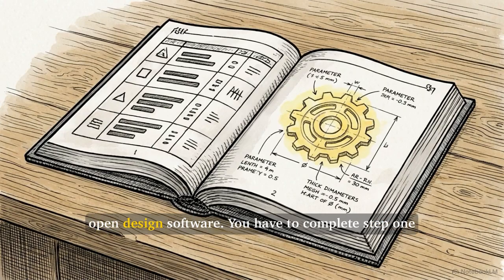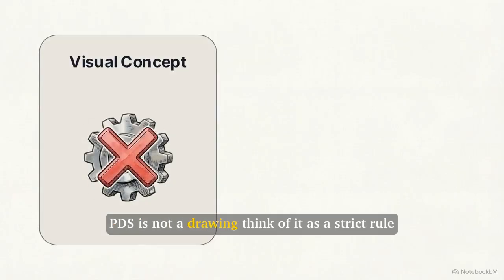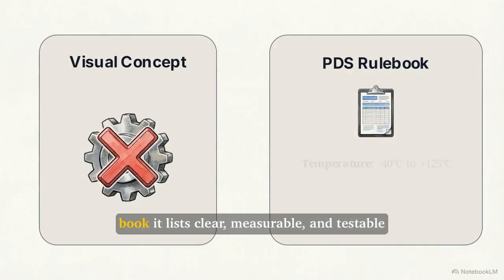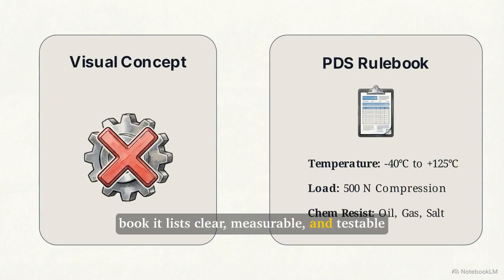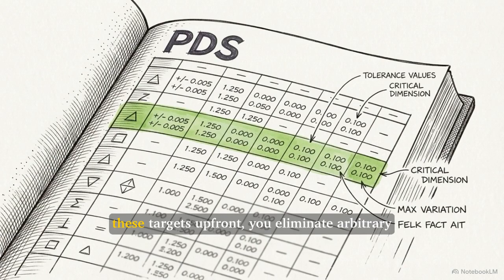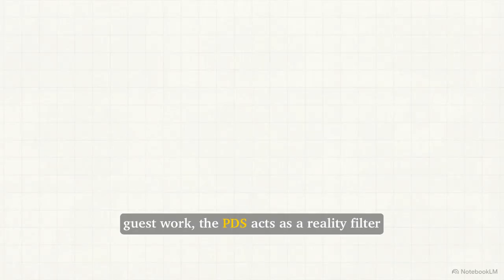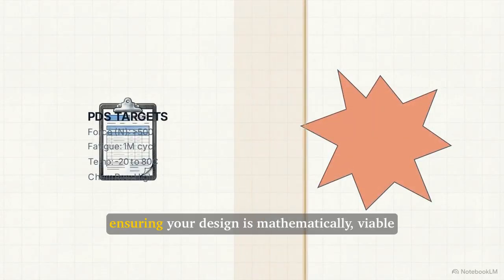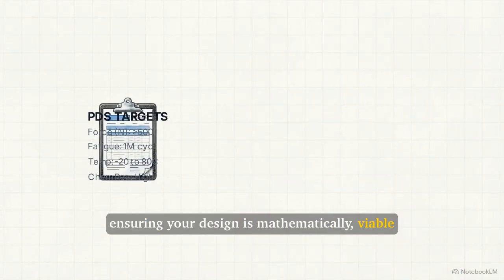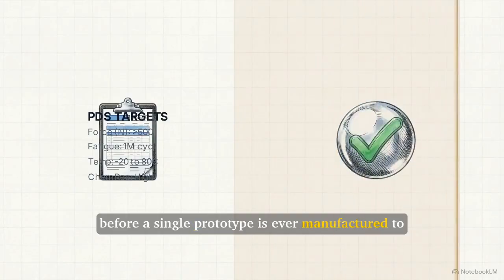Before you ever open design software, you have to complete step 1, writing the Product Design Specification, or PDS. A PDS is not a drawing. Think of it as a strict rulebook. It lists clear, measurable, and testable targets that define exactly what your component must do, rather than what it looks like. By setting these targets up front, you eliminate arbitrary guesswork. The PDS acts as a reality filter, ensuring your design is mathematically viable before a single prototype is ever manufactured.